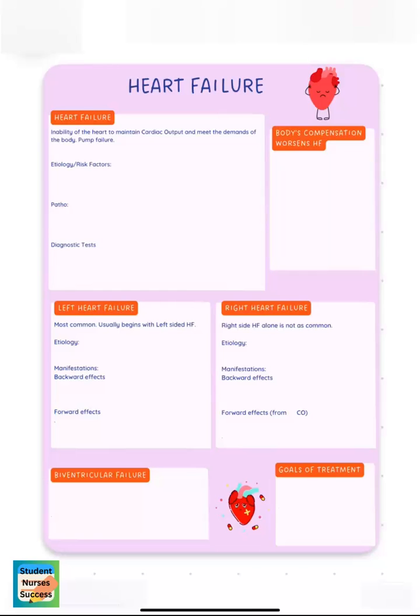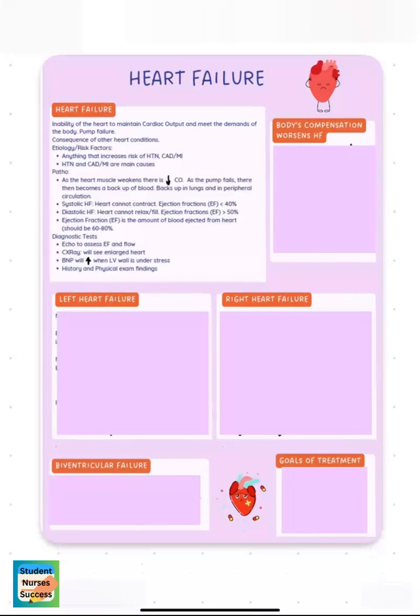Let's get started. Let's first talk about what heart failure is. Heart failure is really the inability of the heart to maintain cardiac output and to meet the demands of the body. In heart failure, what's going on is what we call pump failure. Your heart pump is not able to keep up with the demands of the body. So we start to see a decrease in cardiac output in heart failure.